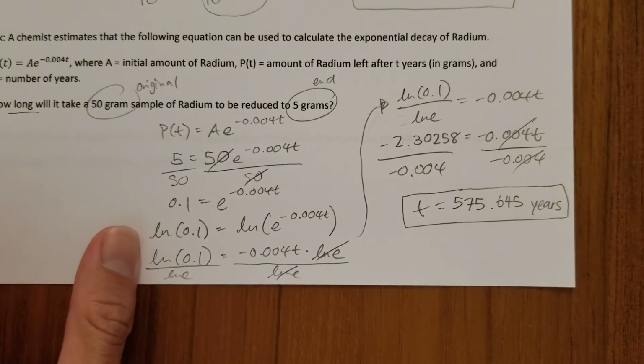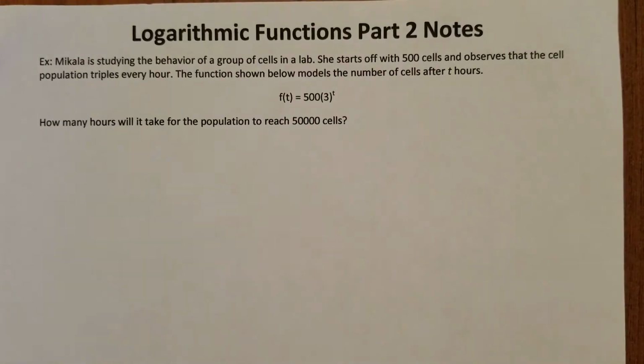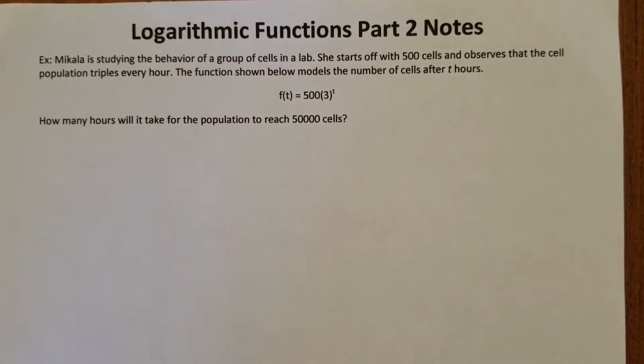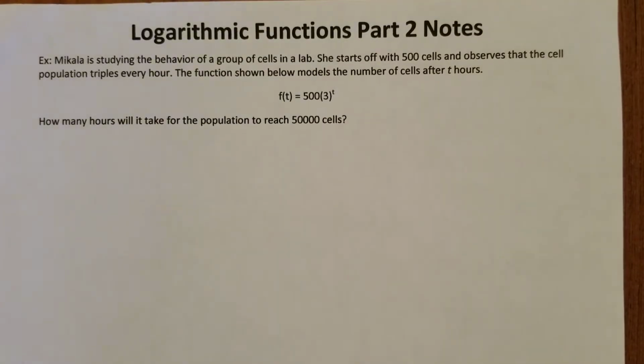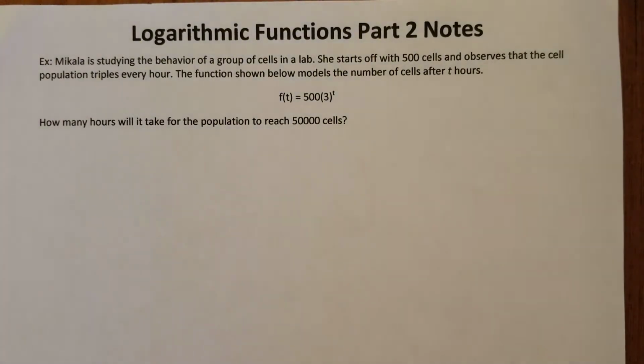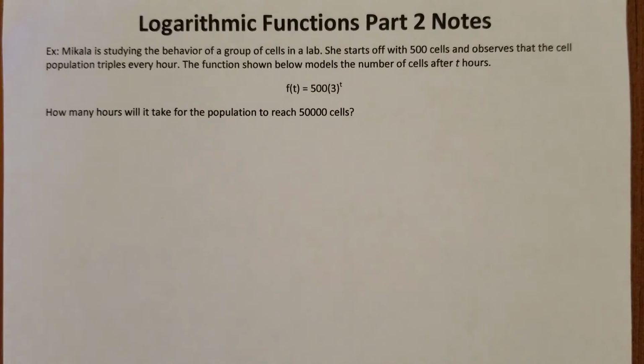All right, next one. Let's say we have Michaela. Michaela is studying the behavior of a group of cells in a lab. She starts off with 500 cells and observes that the cell population triples every hour. The function shown below models the number of cells after so many hours. Our goal is to find how many hours it will take for the population to reach 50,000 cells.